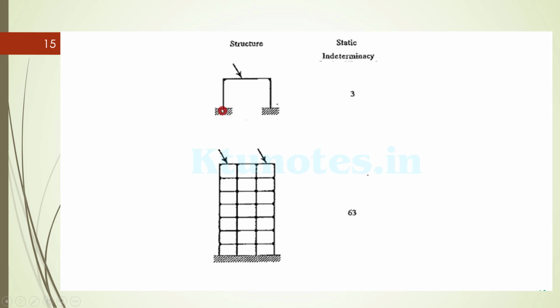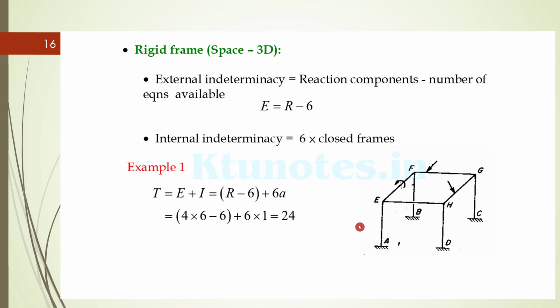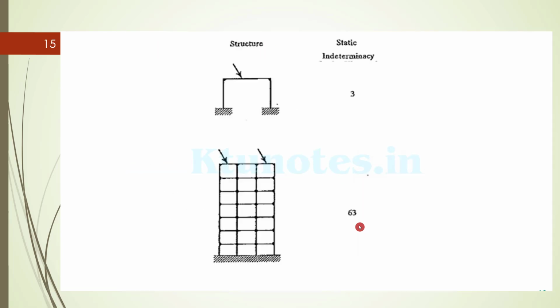For this one, here you have 3 unknowns here. So total 6 minus 3 will be 3 external indeterminacy, and internal indeterminacy equal to 0. So 3. This is actually an exercise. If you calculate, you will get 63 as the static indeterminacy. For this one, external will be 3 here, 3 here, 3 here, 3 here. 12 minus 3 will be 9, plus internal indeterminacy will be 63 minus 9, which you want to find from this one.